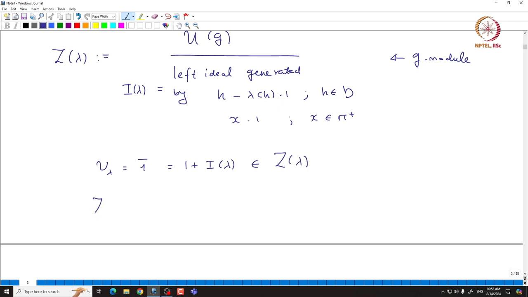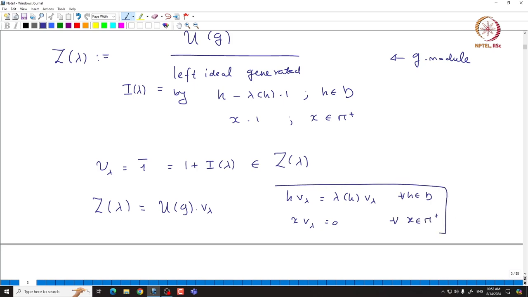It is not hard to see that Z of lambda is indeed U(g) v lambda, and this v lambda satisfies the following property: h v lambda equals lambda of h times v lambda, and x v lambda is 0. This is true for all h in h, and this is true for all x in n plus. So these two relations are satisfied, and we got the standard cyclic module associated with the weight lambda.